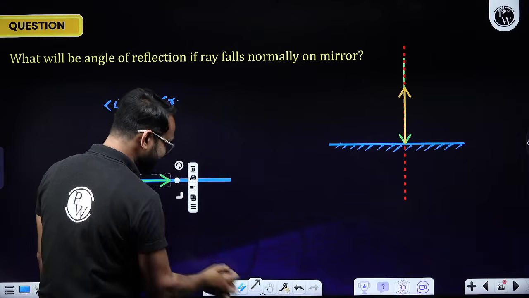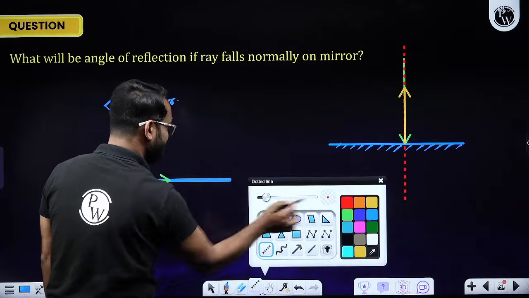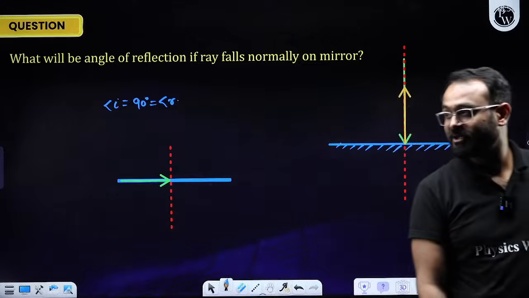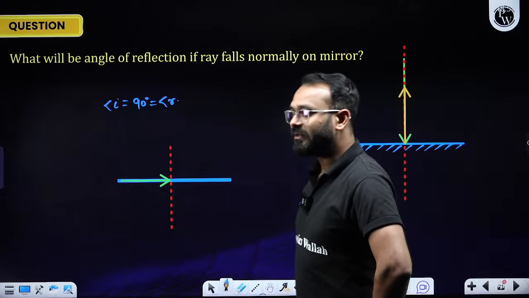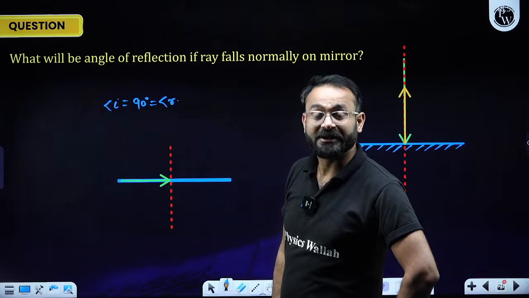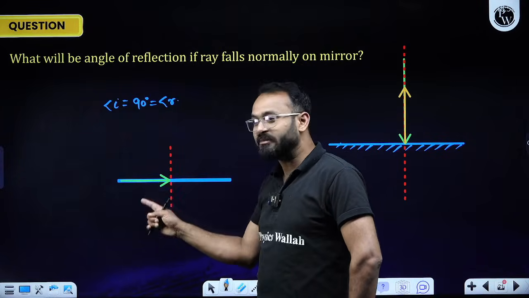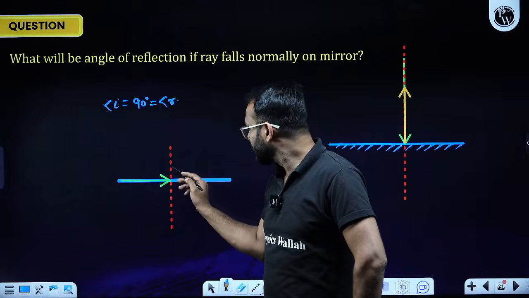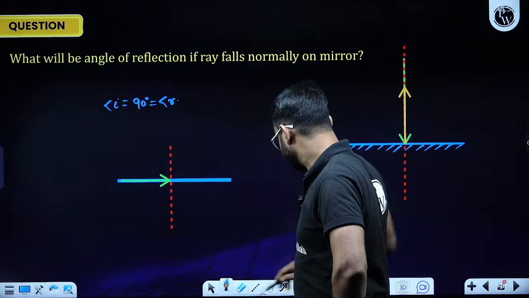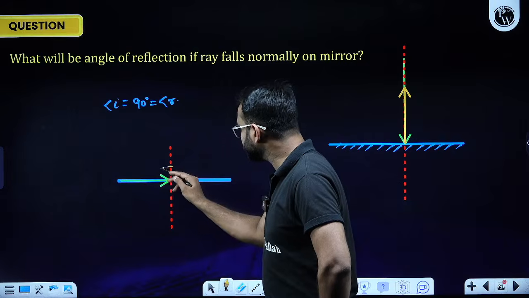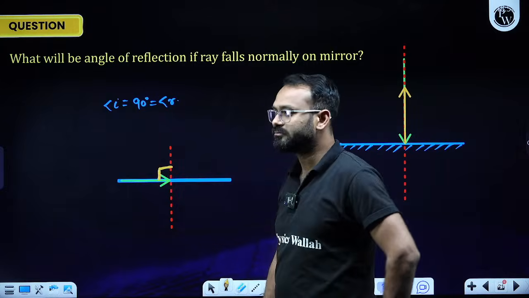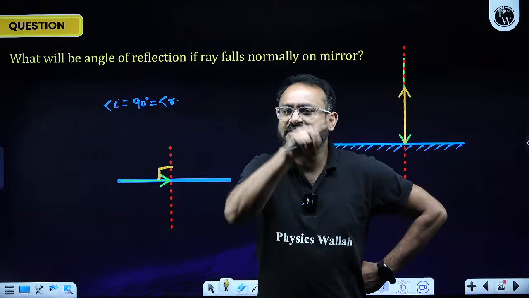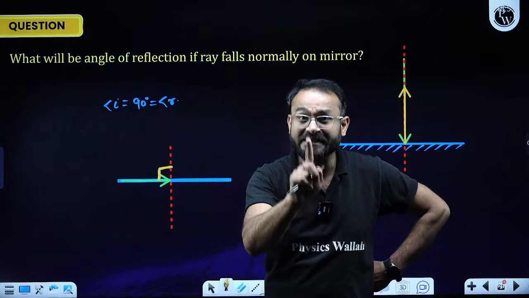So consider this is your incident ray. That's your normal. Just tell me what will be the angle of incidence over here. What will be the angle between the incident ray and the normal right now? Look at this. This is 90 degrees. Now the question is, everything lies within the language.